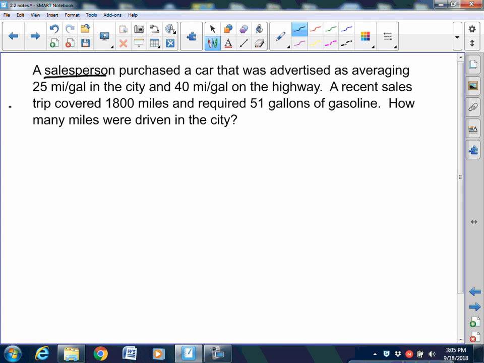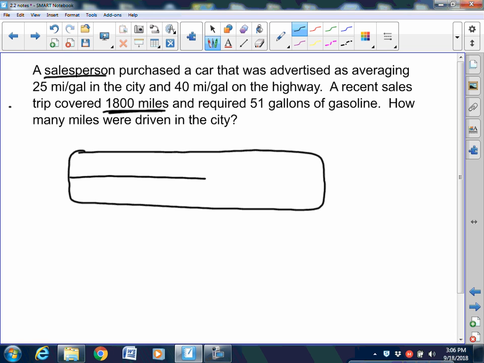So you know that there are how many miles driven altogether? 1,800, right? Doesn't this seem really complicated, like I don't even know where to start? So what are you going to do when you read this? Make a box. And 100%, you put a multiplication sign, you put an equal sign, you put a total. We can set it up, it's up to you.